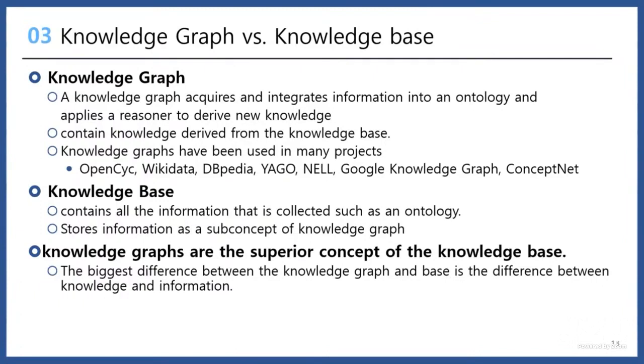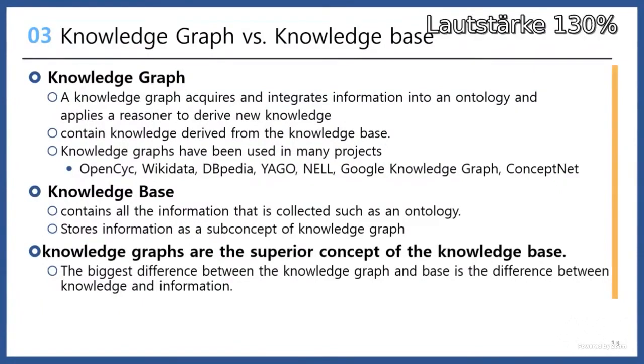A knowledge base contains all the information that is collected, such as an ontology. And stored information is a sub-concept of the knowledge graph. Therefore, knowledge graphs are a superior concept to the knowledge base. In other words, the biggest difference between a knowledge graph and a knowledge base is the difference between knowledge and information.